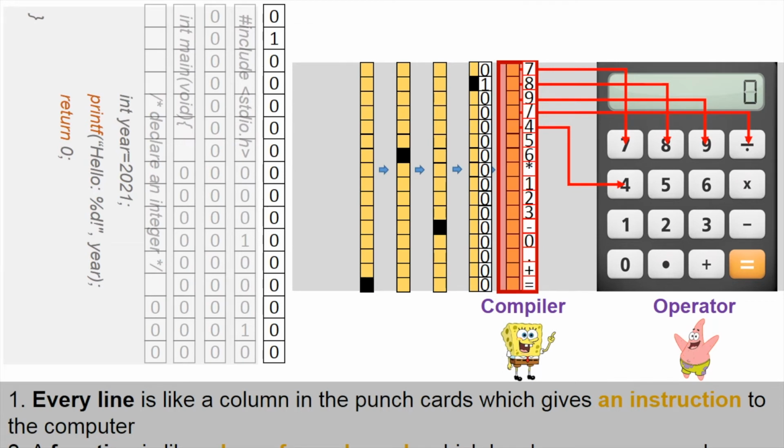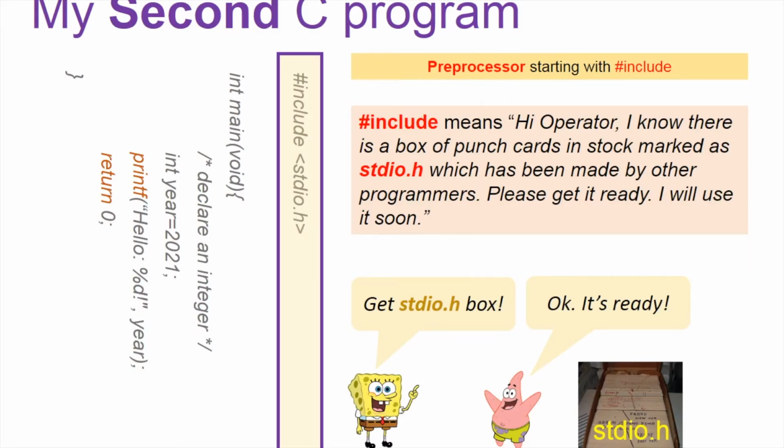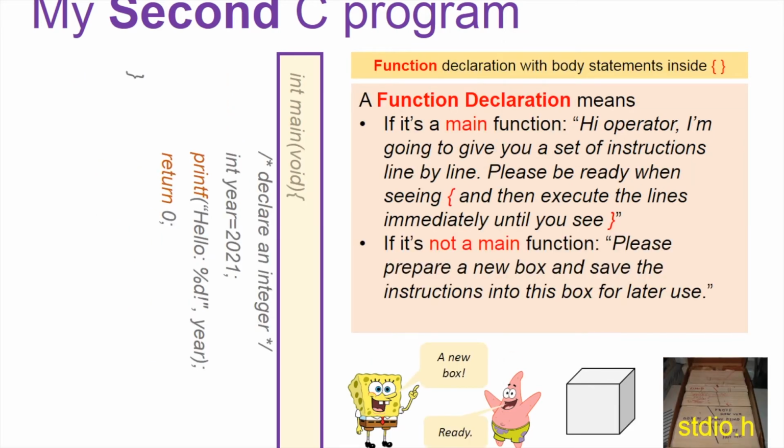So let me do this step by step to help you understand what those lines are. The first one is a preprocessor. A preprocessor starts with include. It's like the compiler telling the operator that I know there is a box of punch cards in stock marked as stdio.h. So please get that ready. I will use it soon. This just lets the operator know, and the operator can get that stdio.h. Then we go to the next line.